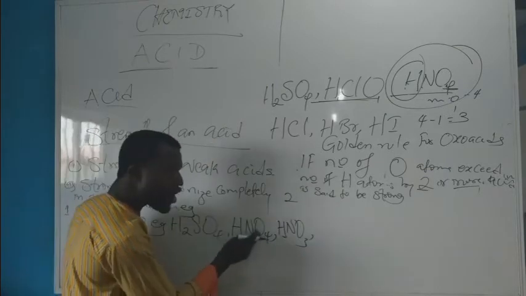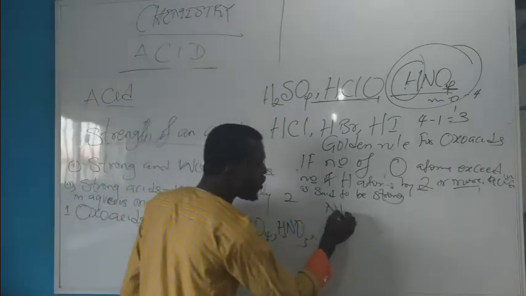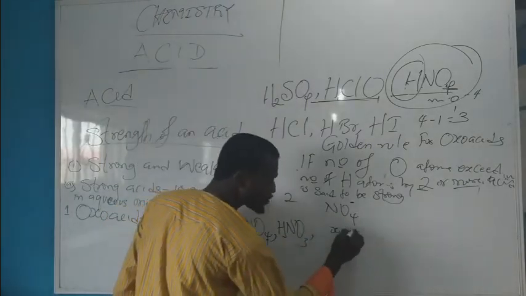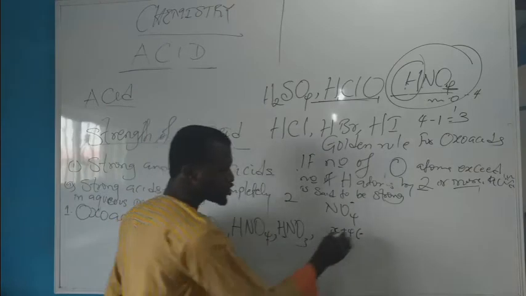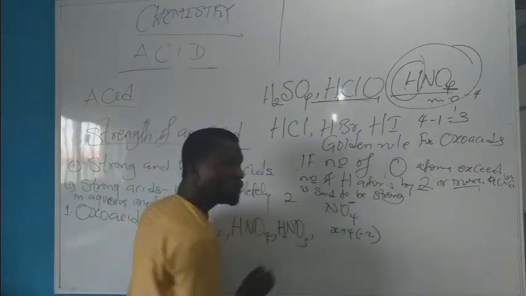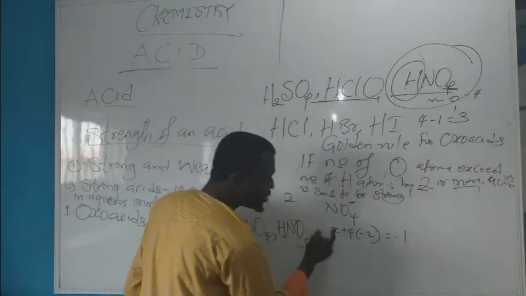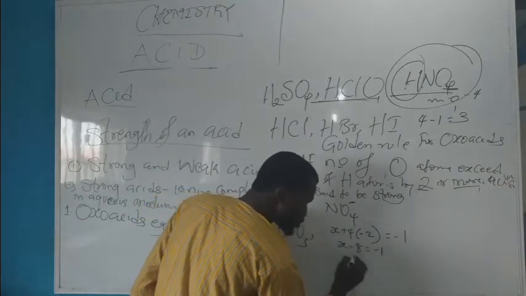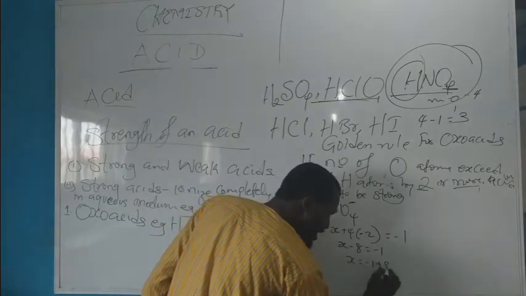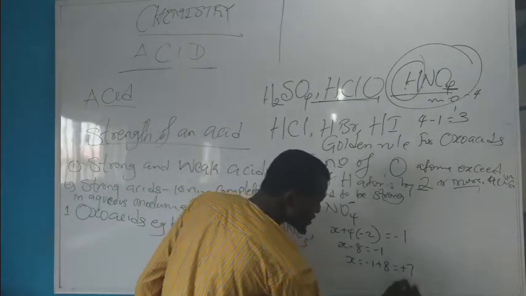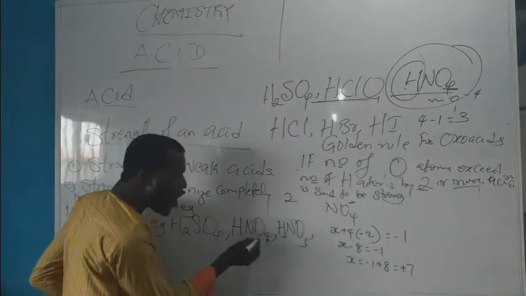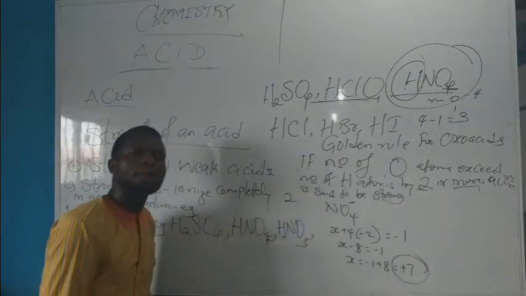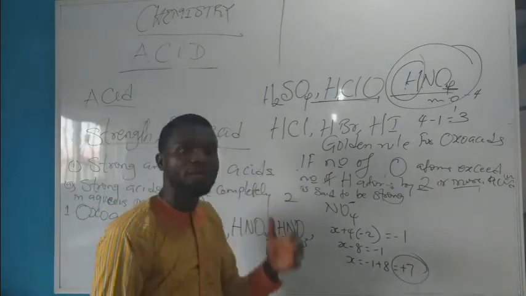Please, this is tetraoxonitrate 7, NO4 minus. So nitrogen here is X, plus 4 times the oxidation state of oxygen, minus 2, equal to the overall charge, which is minus what? Minus 1. So X plus 4 times minus 2, which gives minus 8, equals minus 1. X equals minus 1 plus 8, which will give you plus 7. Therefore, this is tetraoxonitrate 7 acid.